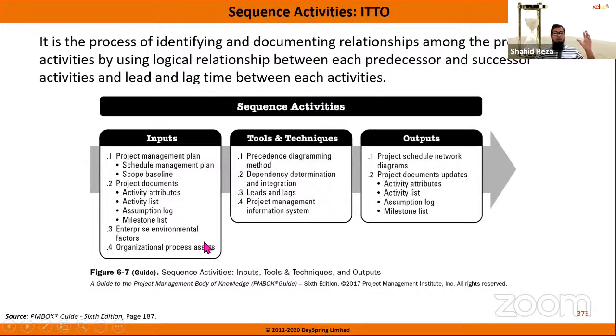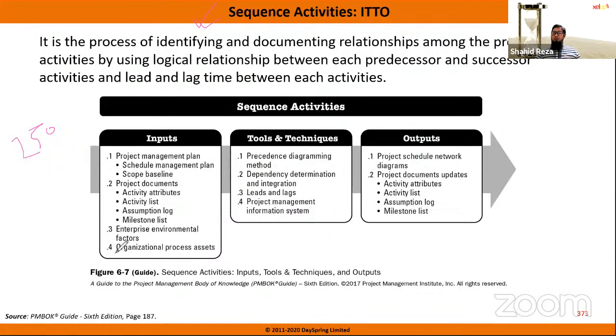So we have got, for example, 250 activities. Now we need to understand all those activities. What is the dependency? Which activity is the predecessor? Which activity is the successor? What activities can we do in parallel? What must we do in parallel? These things we need to understand, and that is the job of sequence activities.